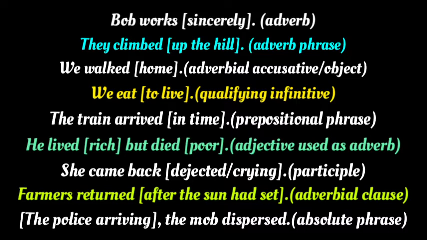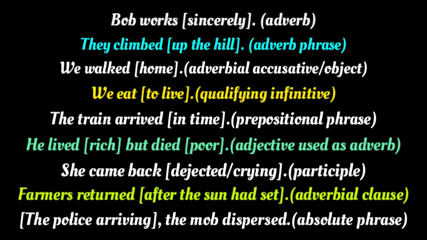A prepositional phrase may also serve as an adverbial adjunct. For example, in the sentence, the train arrived in time, the prepositional phrase in time is used as an adverbial adjunct. It modifies or provides some information about the verb arrived in the sentence. Sometimes an adjective does the work of an adverb. So such an adjective may also function as an adverbial adjunct. In the sentence, he lived rich but died poor, the adjectives rich and poor are used as adverbial adjuncts because they modify the verbs lived and died respectively.